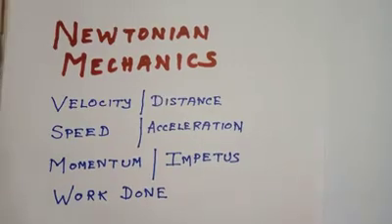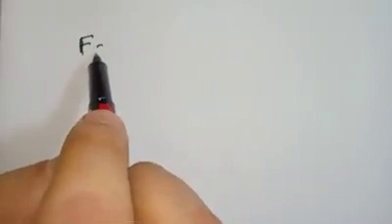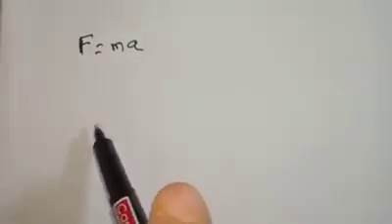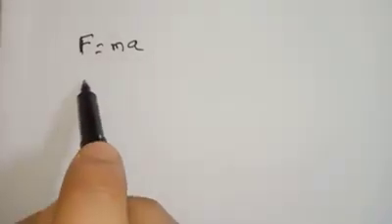So, to start with Newtonian mechanics, we will quickly write down the formula that we initially started with. We started with the formula which we all know, that force equals mass times acceleration, F equals ma. Newton's third law of motion, however, says something like this.